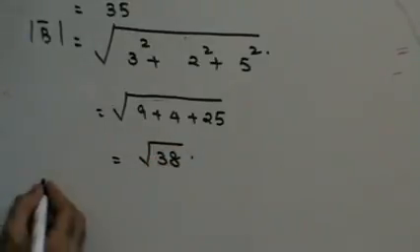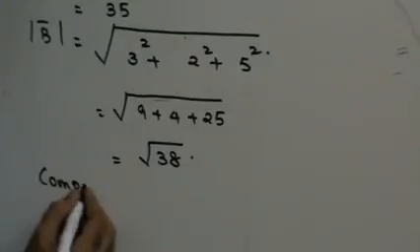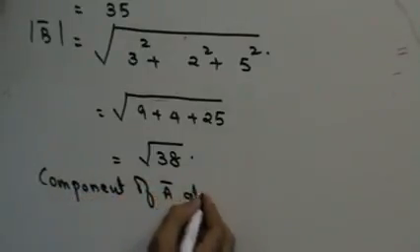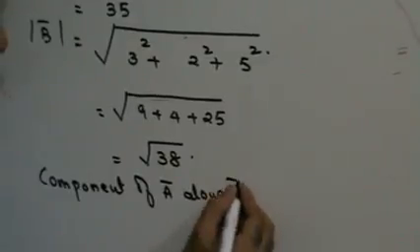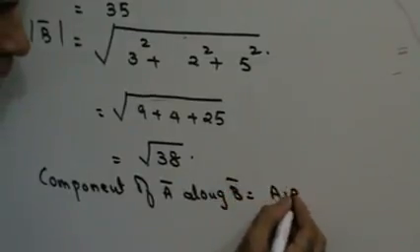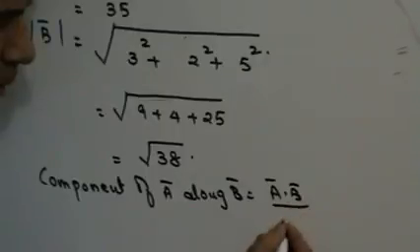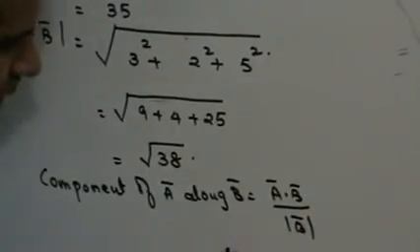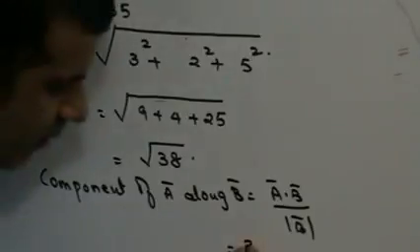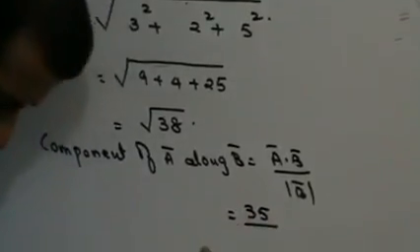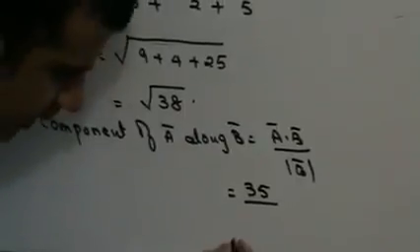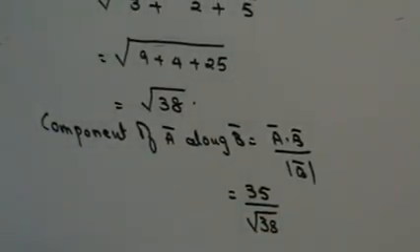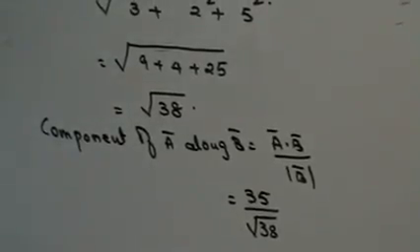Right? So the component of A vector along B vector is given by the formula A vector dot B vector upon the magnitude of B vector. That's how you find out the component. So A vector dot B vector is 35 upon root 38. That will be the answer. Fine. Take down the next one please.